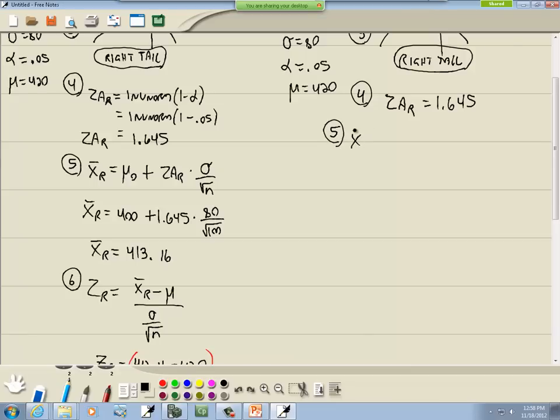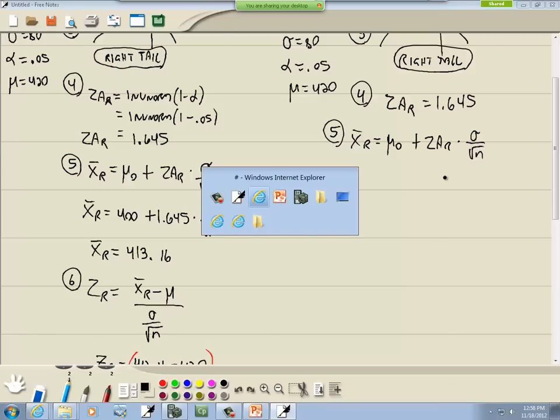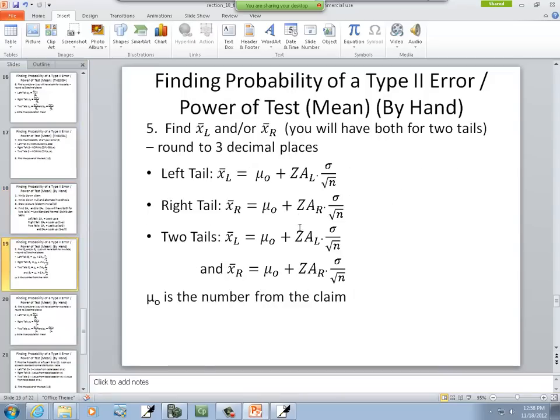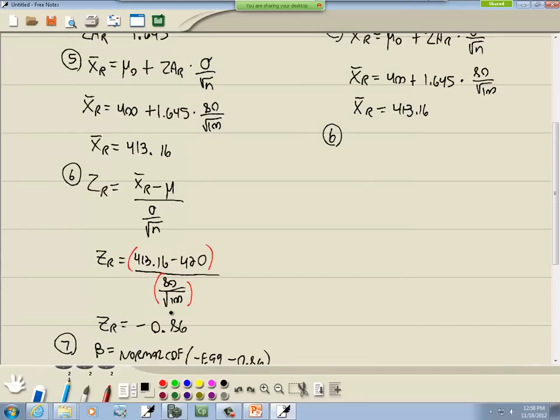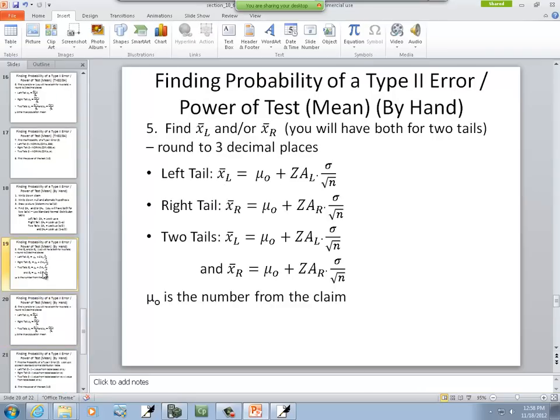So we got x bar sub r is equal to mu naught plus Z sub r times sigma divided by square root of n. I didn't change that, I guess, but it's the same slide, same formulas. So x bar sub r is equal to 400 plus 1.645 times 80 divided by square root of 100, which gives us x bar sub r is equal to 413.16. Those are all pluses, good.